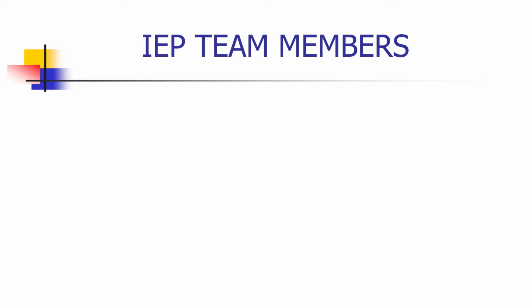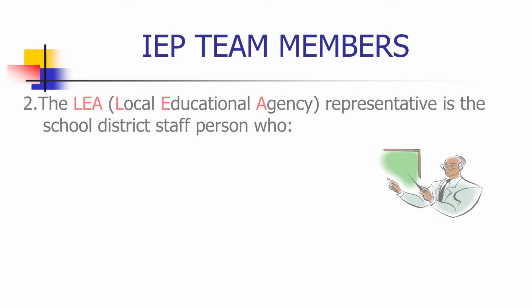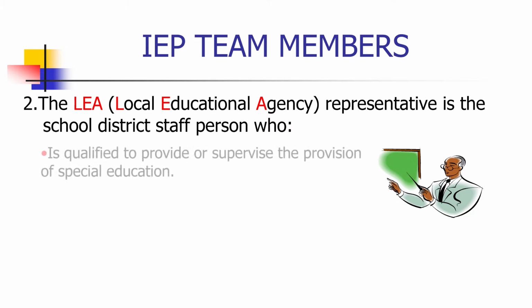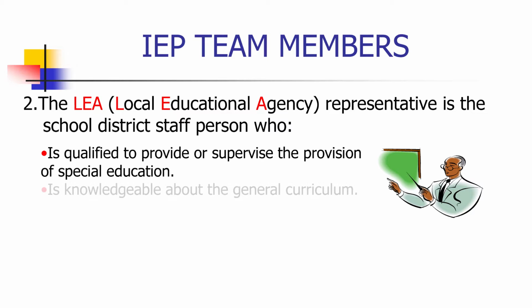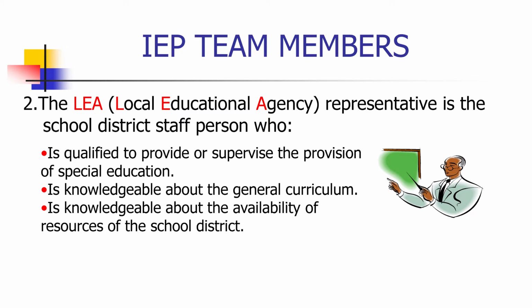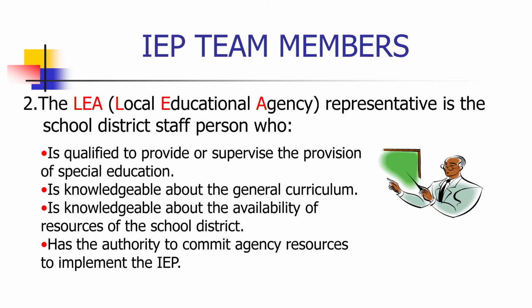The second required IEP team member is who is referred to as the LEA. LEA stands for Local Educational Agency, and the LEA representative is the school district staff person who is qualified to provide or supervise the provision of special education, is knowledgeable about the general curriculum, is knowledgeable about the availability of resources of the school district, and has the authority to commit the agency's resources to implement the IEP.